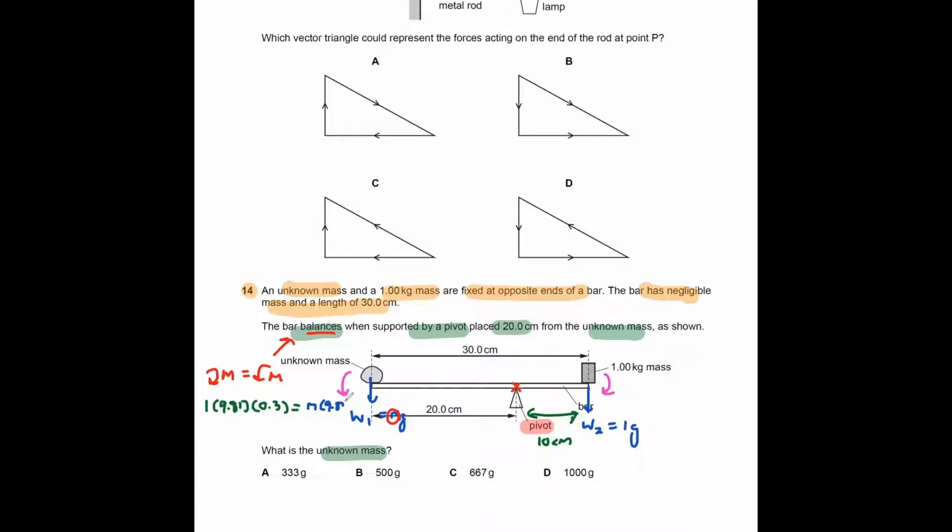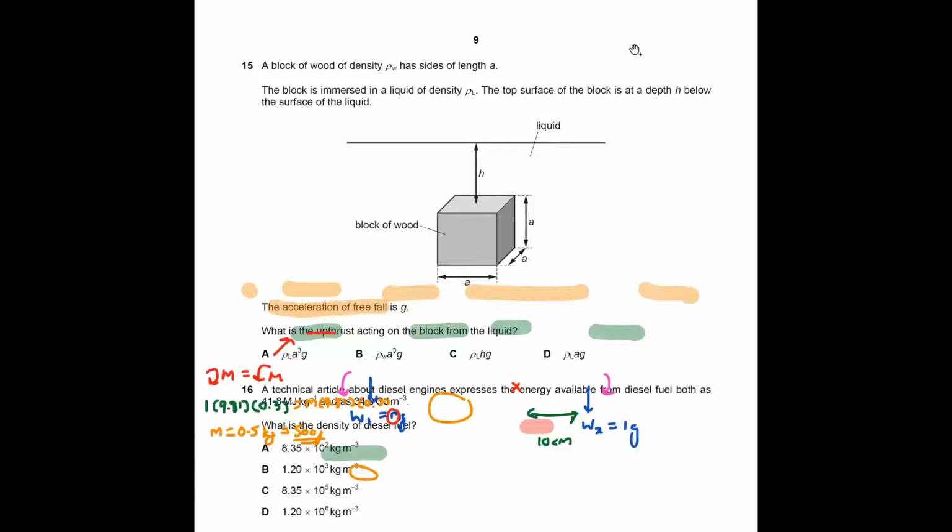And then your counterclockwise moment would be m times 9.81. Okay, maybe it's better if I use a different color here. This one would be m times 9.81 times 0.2. This is your perpendicular distance. So eventually your m is going to be a value of 0.5 kg, which is actually 500 grams. So answer is B. Okay. So that's for this. Then I move on to question 15.